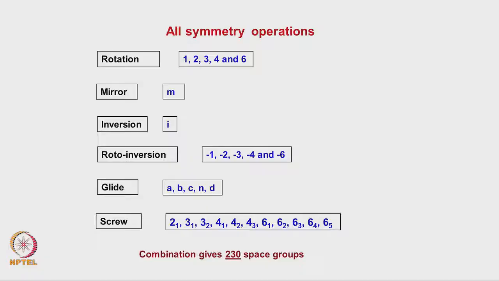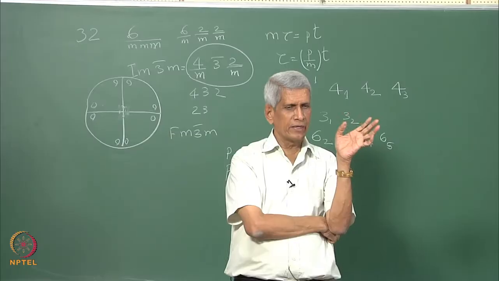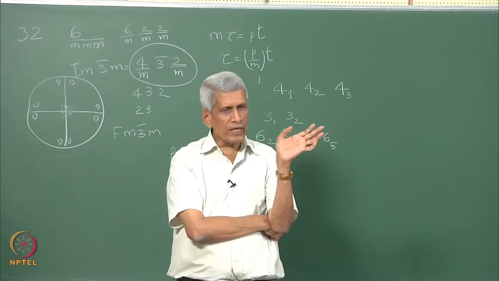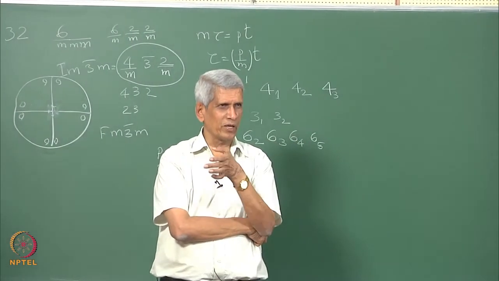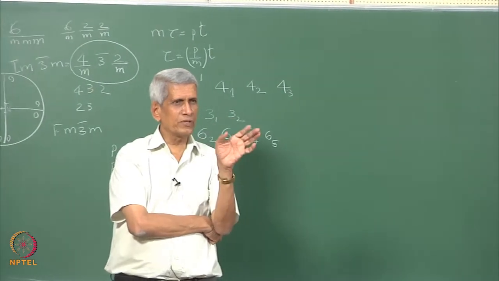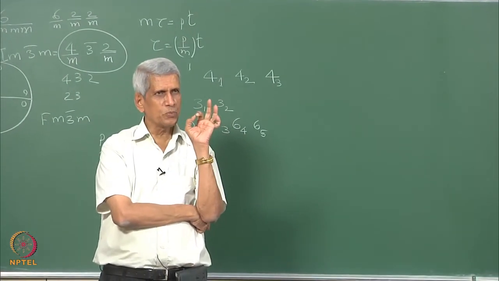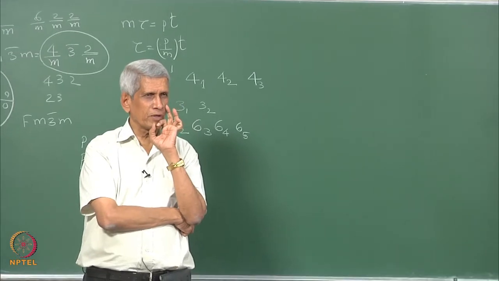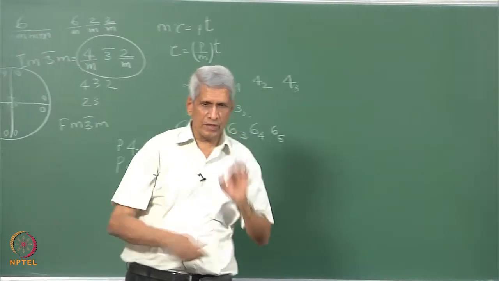So what are the symmetry operations which we have for a space lattice? We have 1, 2, 3, 4 fold rotations, mirror, inversion, roto-inversion, glide, screw. We can have a combination of all of these put together. That gives totally 230 space groups. Is it clear?